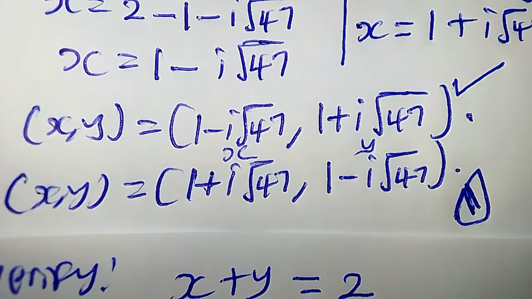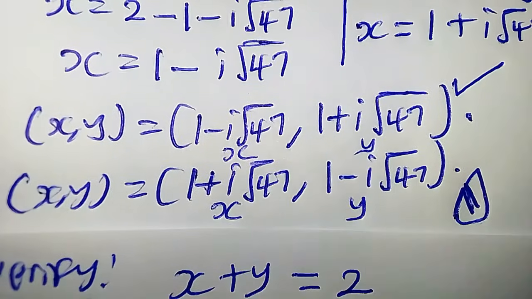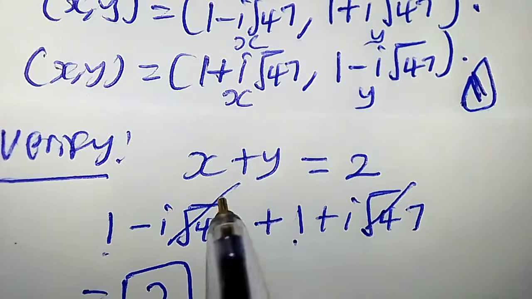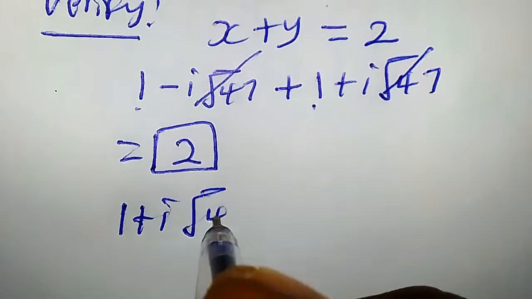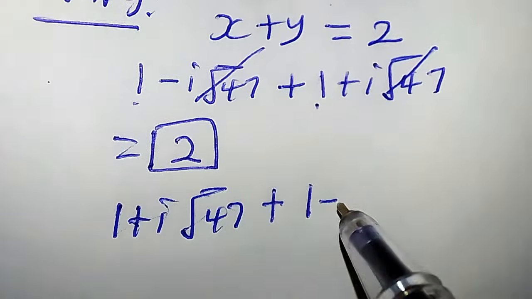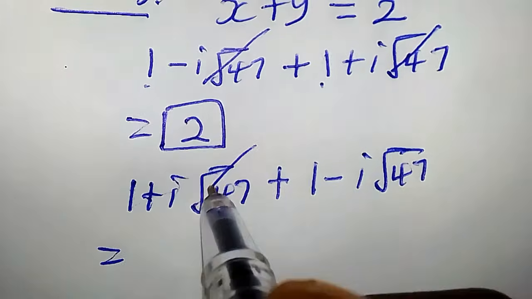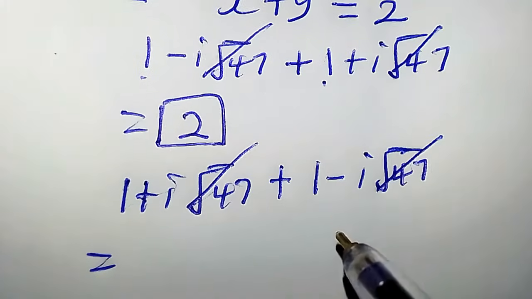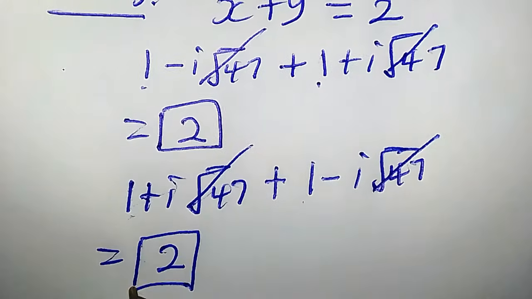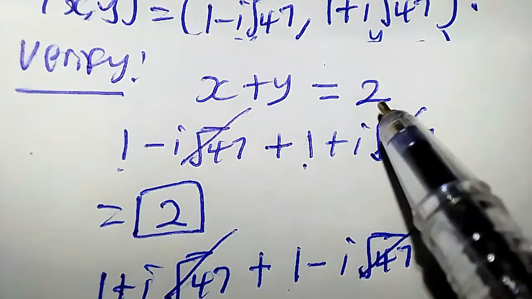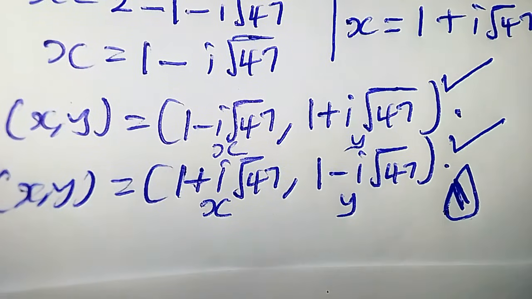Let's verify the second solution. Similarly, this is our x and this is our y. Plugging this value of x and y here, we simply have 1 plus i times square root of 47 plus 1 minus i times square root of 47. This equals i root 47 minus i root 47 goes. We are left with 1 plus 1, which is 2. This is also exactly what we have on the right hand side of this equation. Thus, indeed, the second solution is also correct.